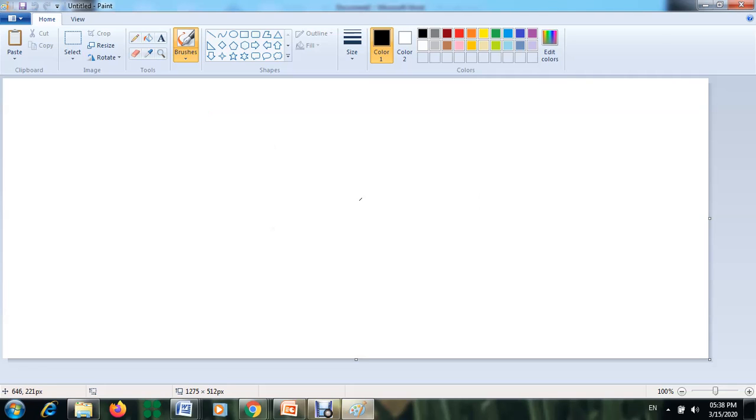So the first step here, I'm going to write the symbols of magnesium and chlorine. The symbol of magnesium is Mg. Chlorine is Cl. Magnesium chloride, MgCl.